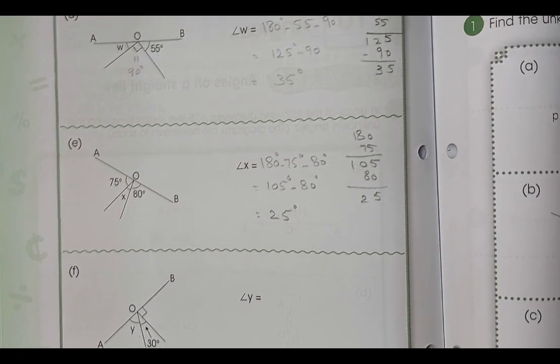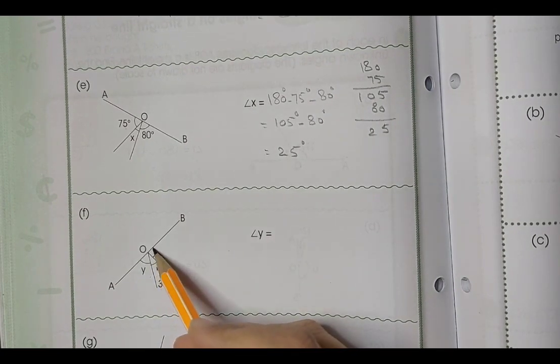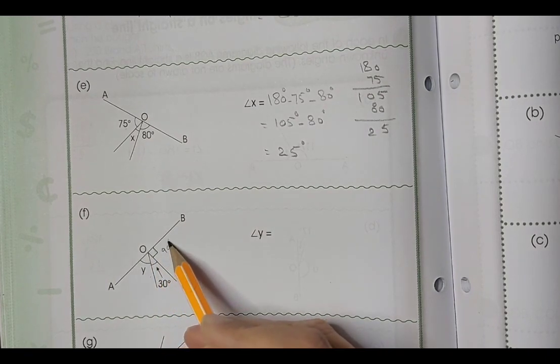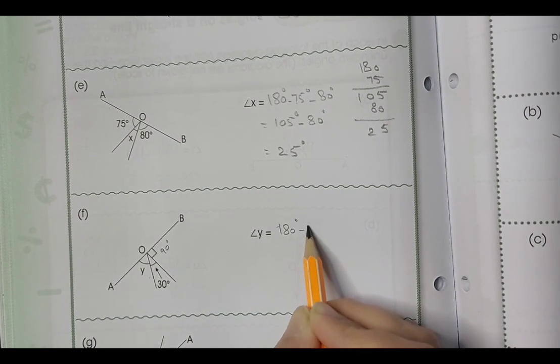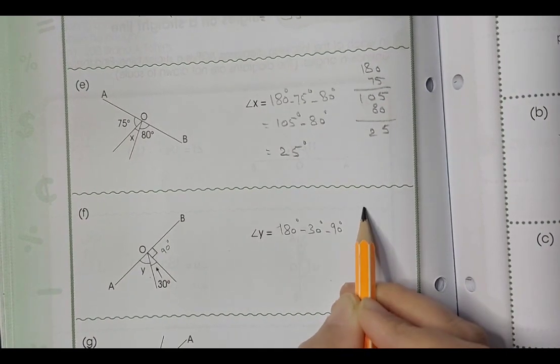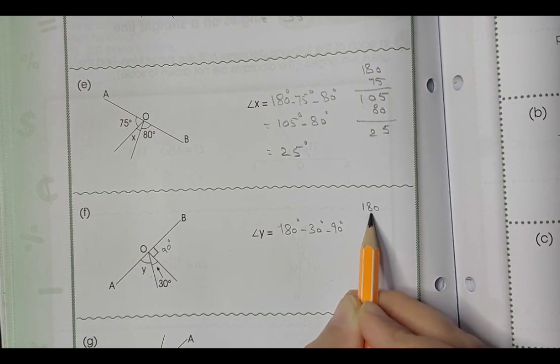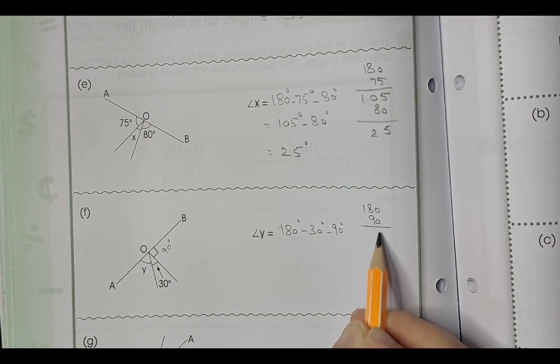Okay, now come to part F. Part F is line AOB and the angle mentioned is 30 degrees, and again a square, a box is here. It means that there is an angle that is 90 degrees. So it will become what? 180 degrees minus 30 degrees minus 90 degrees. So we will subtract 180 degrees minus 90. Then we will get what?